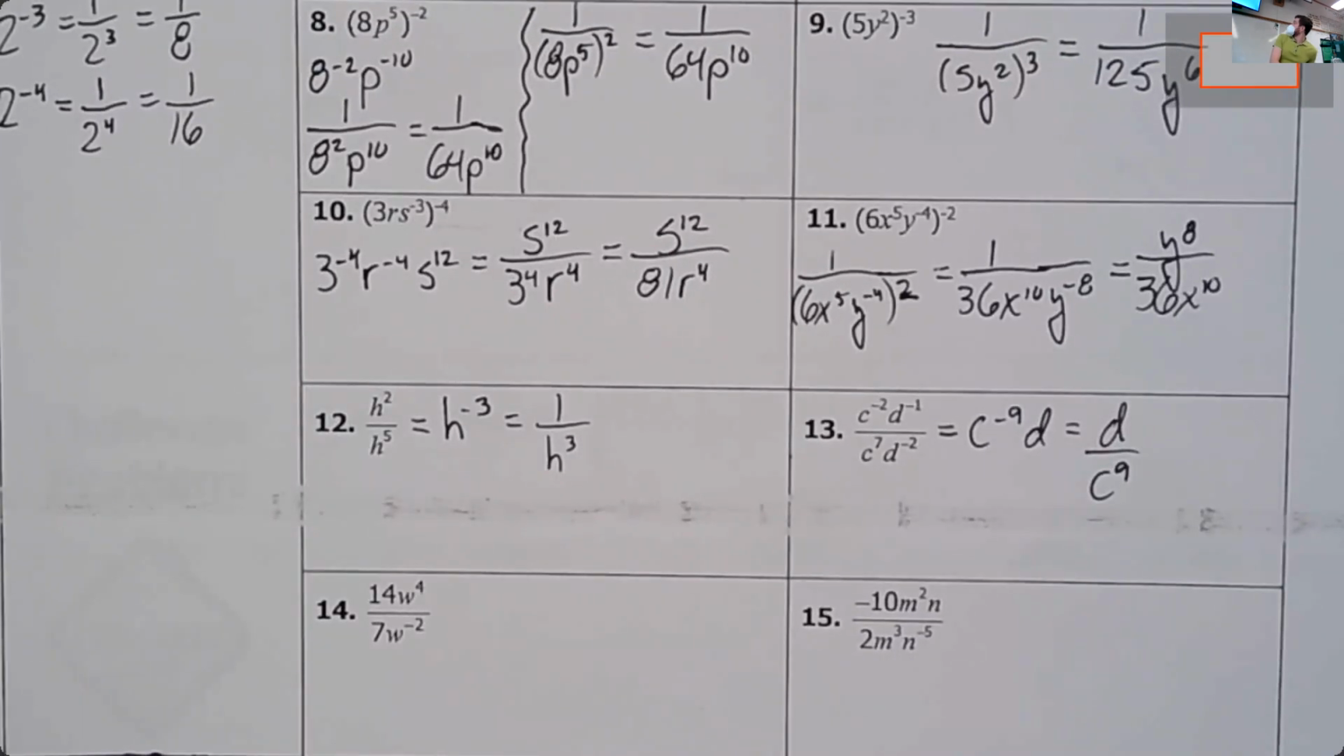All right, try 14 and 15 on your own. Take a couple minutes on those. Use the quotient rule first, then the negative exponent rule if you need to. And you might not always have to use the negative exponent rule. Just because there's negative exponents to begin with doesn't mean that there will be in the end.